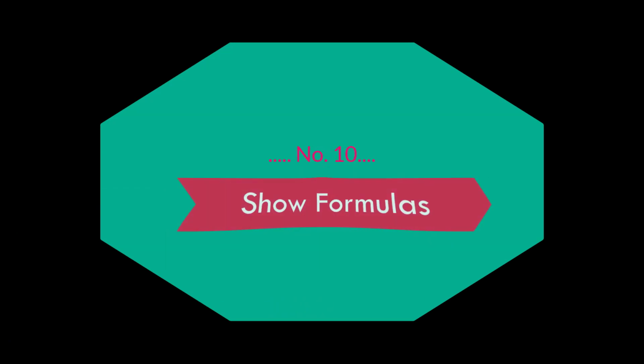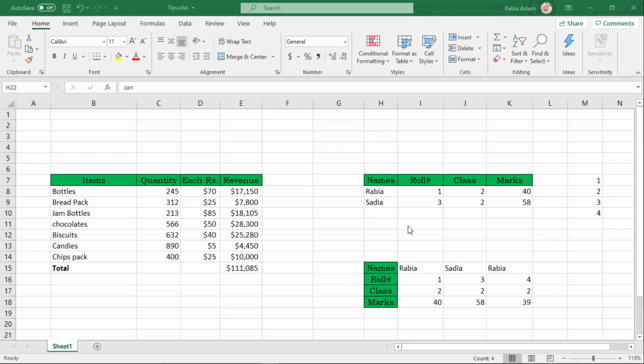Number 10 and the last tip in this video is very quick and simple, which is show formulas. This tip will help you when you have multiple cells containing multiple formulas and you want to view the formula and want to understand in which cell which formula has been implemented in just one glance. So there are many ways to look formulas or to check formulas of each cell.